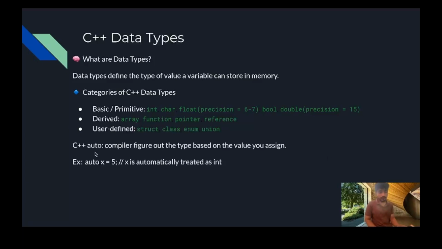Now let's see the auto keyword in C++. So there is an auto keyword. If we declare a variable using that keyword, the C++ compiler automatically detects the type of the value the memory is holding. So if we write auto x equals 5, x is automatically treated as int.